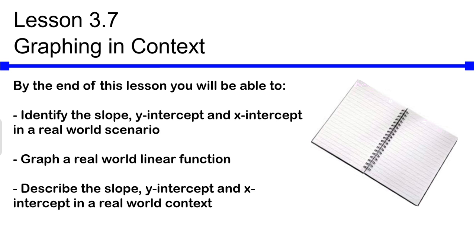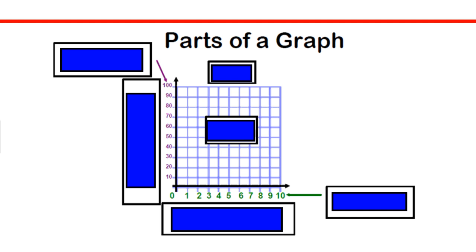Let's look first at just a review about the parts of a graph. We've got a lot of things on a graph that we need to identify or find to help us know what that graph is talking about. Well, the first thing is, of course, knowing what the title is. That tells you at least what this graph is describing. The graph, of course, is the line that's on the coordinate grid or the coordinate plane.